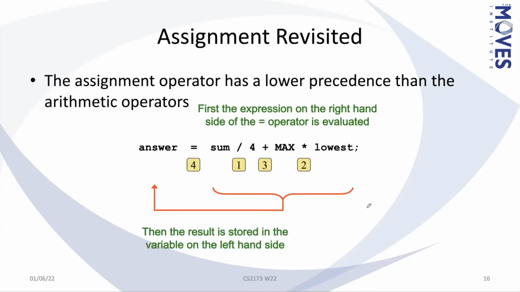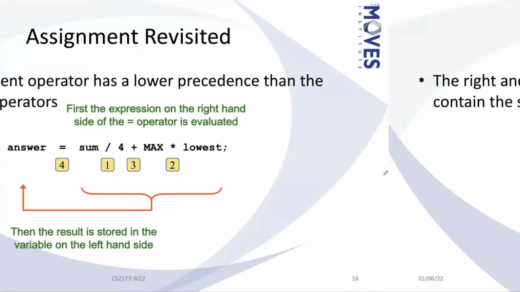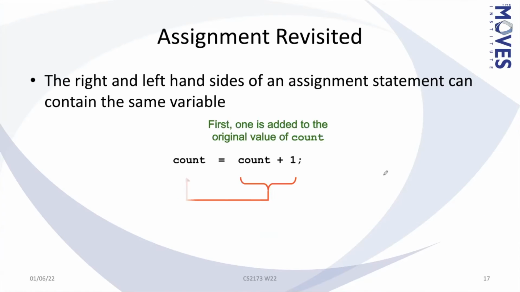Okay, so assignment happens last. The left-hand side of an assignment statement always has to be a variable. And so what you always do is you compute the right-hand side, however that works, and then store it in the left-hand side. Again, you've been doing this for a while.